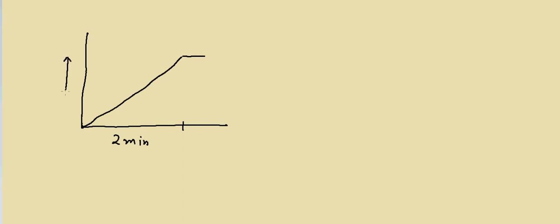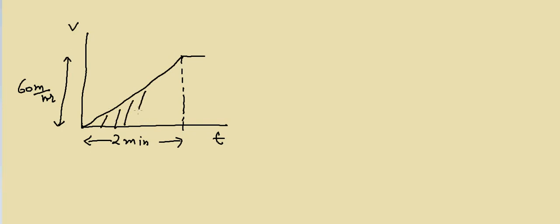This is 60 miles per hour, right? And this is velocity, this is time, and this is 2 minutes. So how much distance will be traveled by the time we reach 60 miles per hour? These calculations would be a little complicated, right?